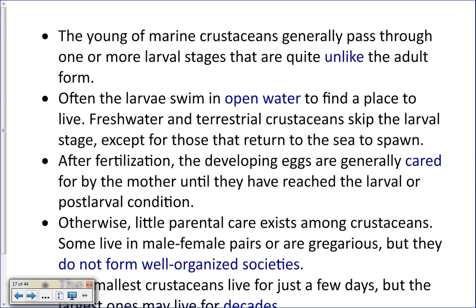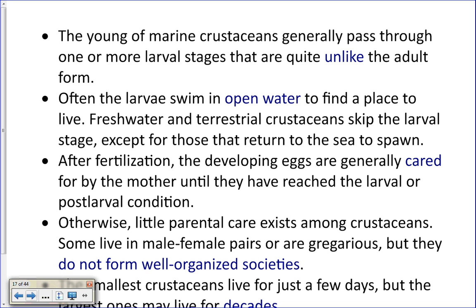Once the eggs are fertilized, the mom typically will keep the fertilized eggs on her swimmerets until they reach a larval stage or post-larval stage, and then they'll be released into the open water.